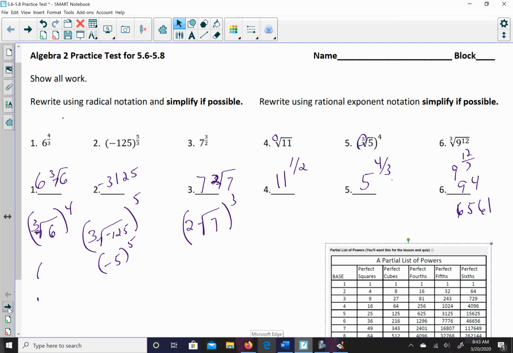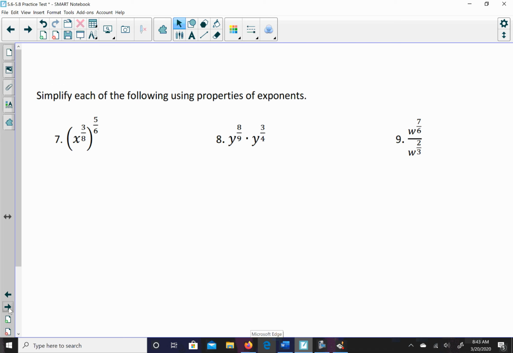Okay, moving on to the next. Now I want to simplify. I have these written in rational exponents. So in order to simplify, I'm raising a power to a power. Using properties of exponents, that means I would multiply. So this would be x, and I'm going to take 3/8 times 5/6, because that's what I do when I raise a power to a power. When I multiply those, I end up with x to the 5/16.